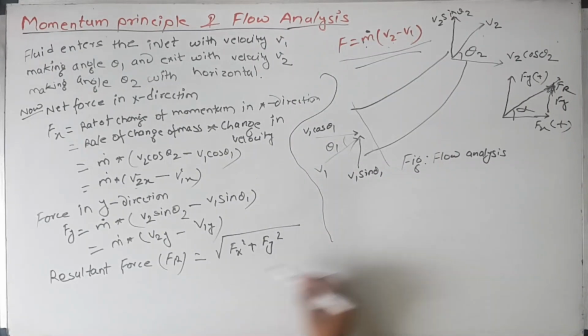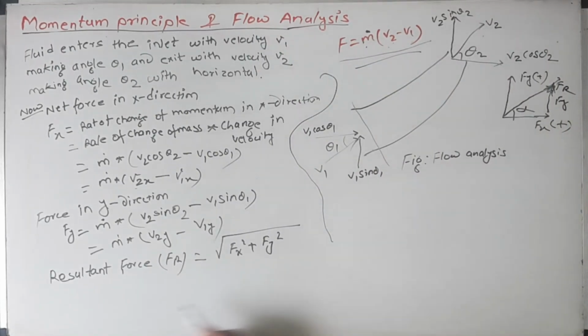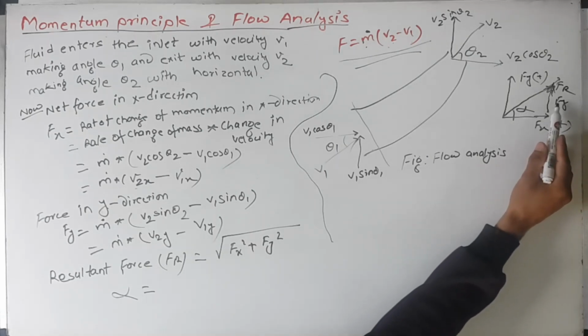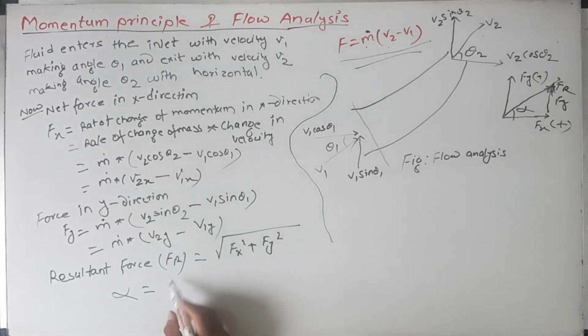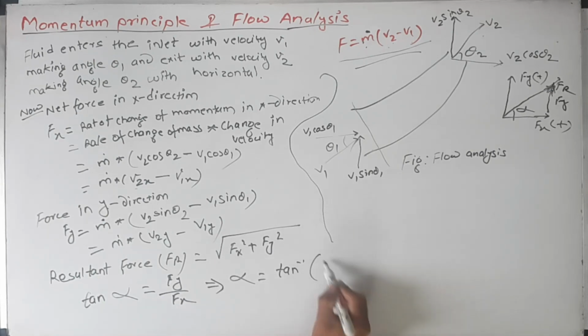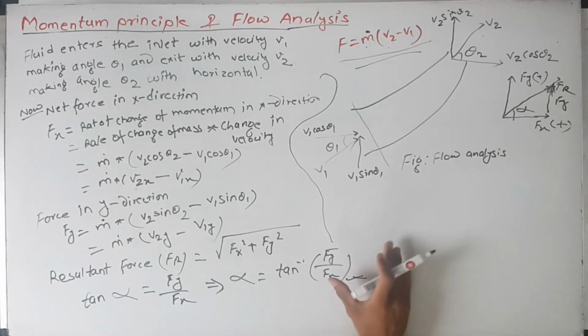And what is this angle? If this is alpha, with the side perpendicular to the base, tan alpha equals Fy upon Fx. This implies alpha is tan inverse of Fy upon Fx. This is the required value of the angle that the resultant force makes with the horizontal.